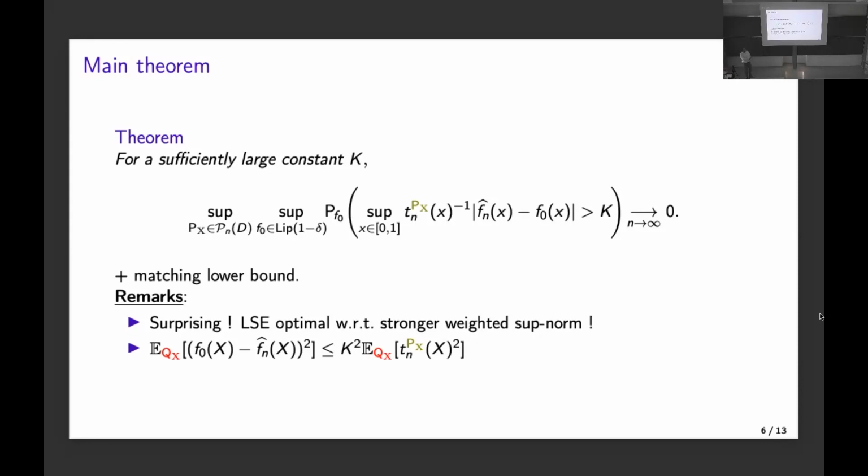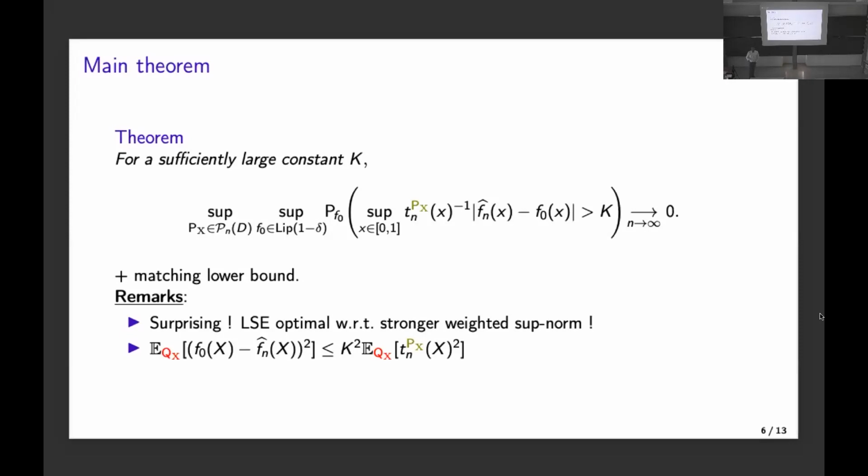Well, this is the theorem. There's an upper bound, not a lower bound. Yes, I don't include the lower bound because I thought, in some sense, this Tn of P_X is not really clearly defined. No, I mean, what you're saying is that if you take the infimum over all estimators and then the supremum over all P_X distributions and over all Lipschitz 1 minus delta functions of the expectation of the sup with this Tn inverse of f hat minus f0, then this is bounded from below by a constant.